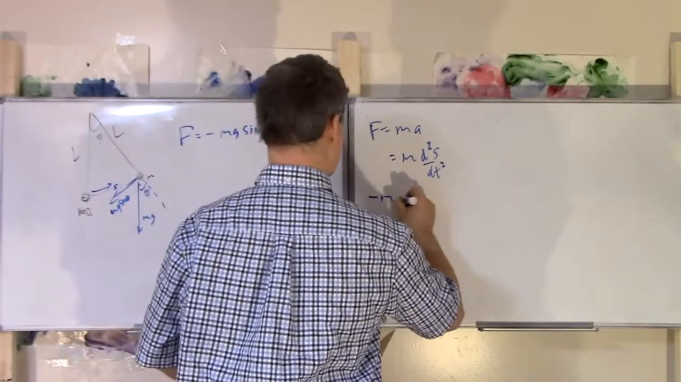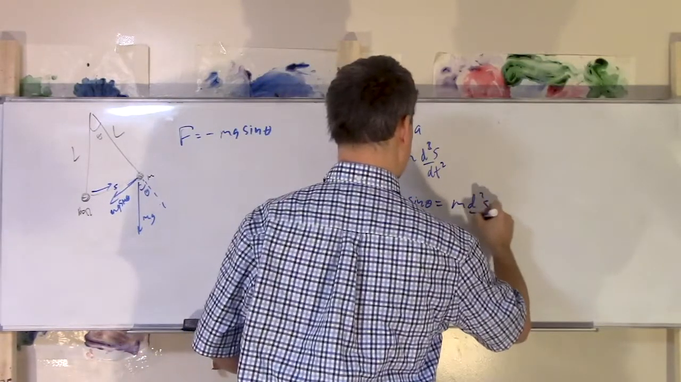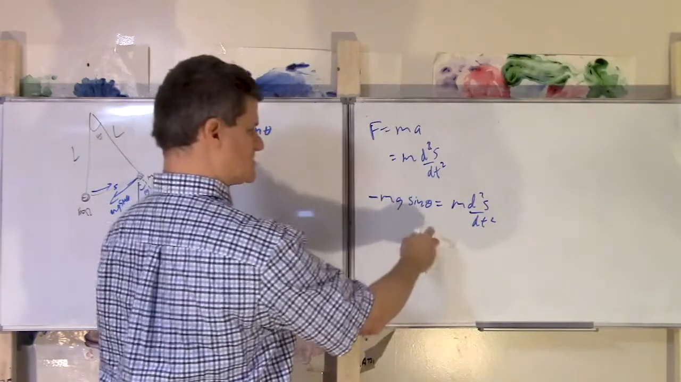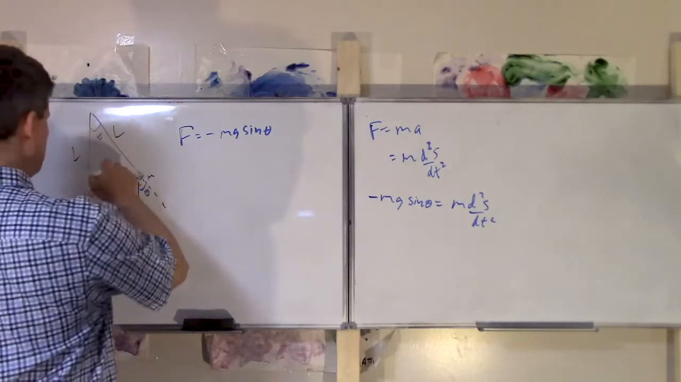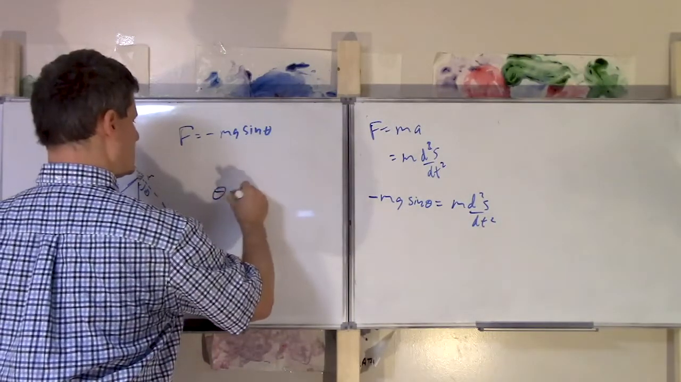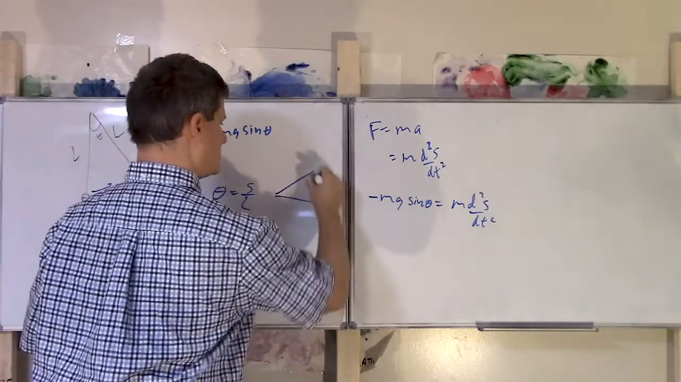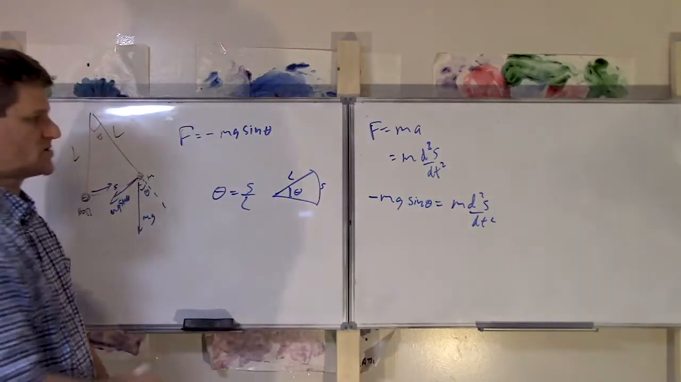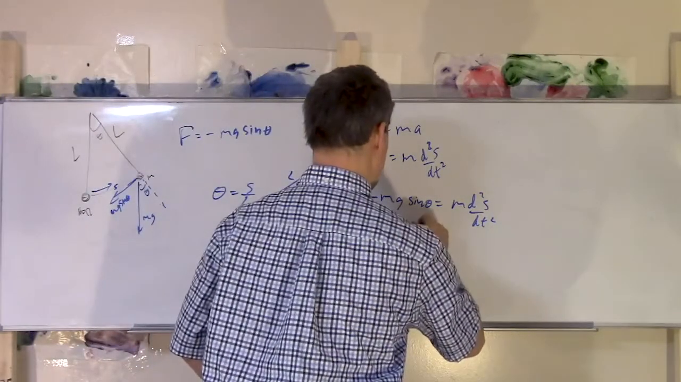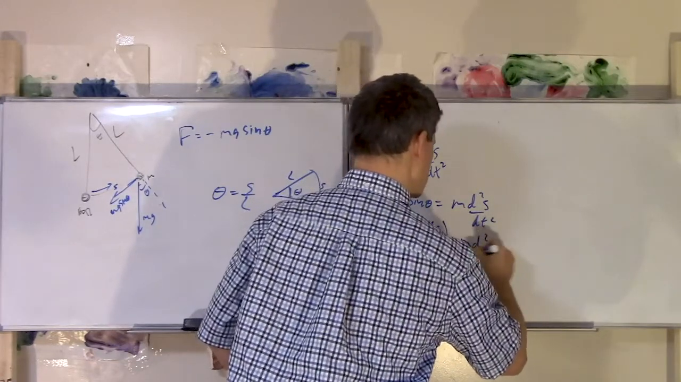So let's go ahead and put everything in. So we got negative mg sine of theta equals m d squared s dt squared. Okay, we got too many variables here. We got theta and s. We'd like it all to be in one variable. Well, we know that theta equals s over L, from the definition of theta, basically the definition of angular measurement in radians. So we can at least put that in. Negative mg sine of s over L equals m d squared s dt squared.